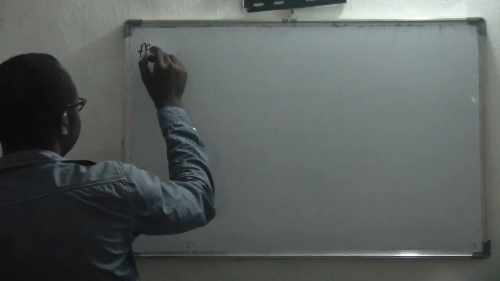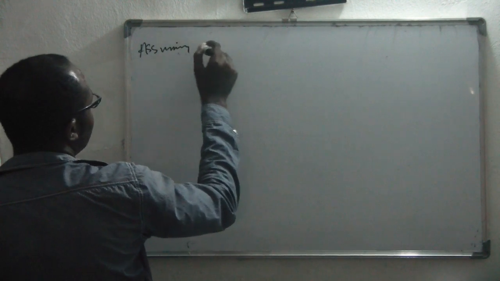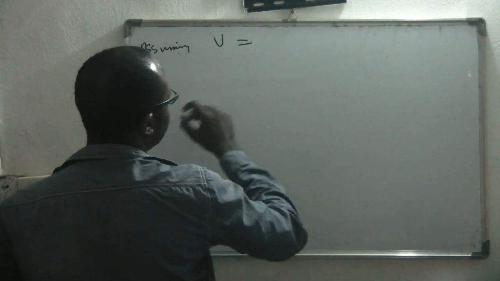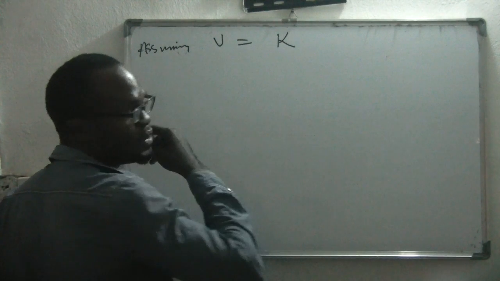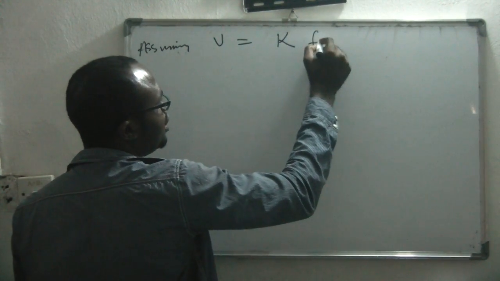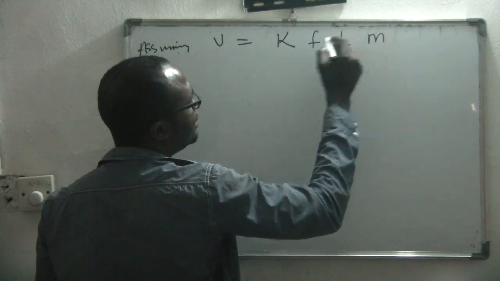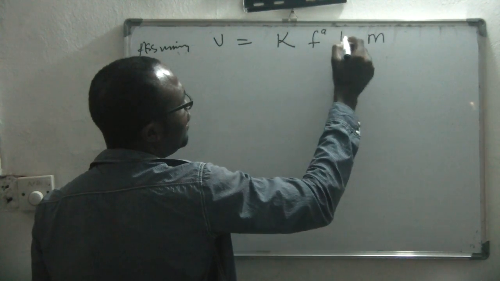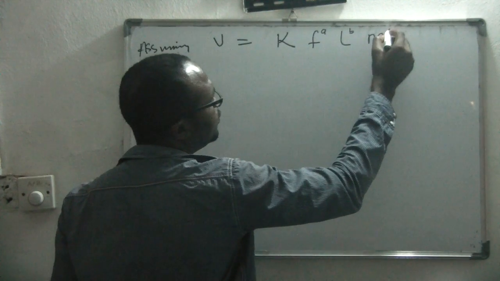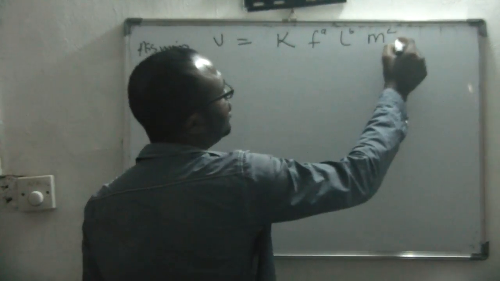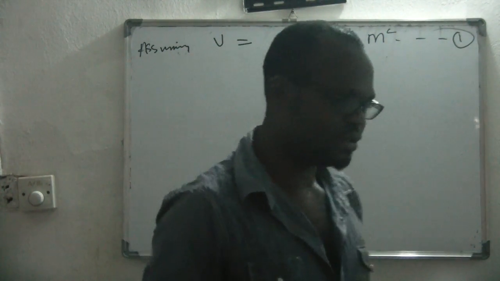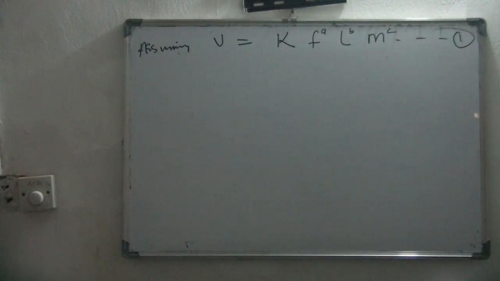So from the statement, let's assume that V is equal to the constant of proportionality K times tension, length, mass, but we don't know the degrees, so we put A, B, and C. So let's call this equation 1. We want to find the actual quantity.